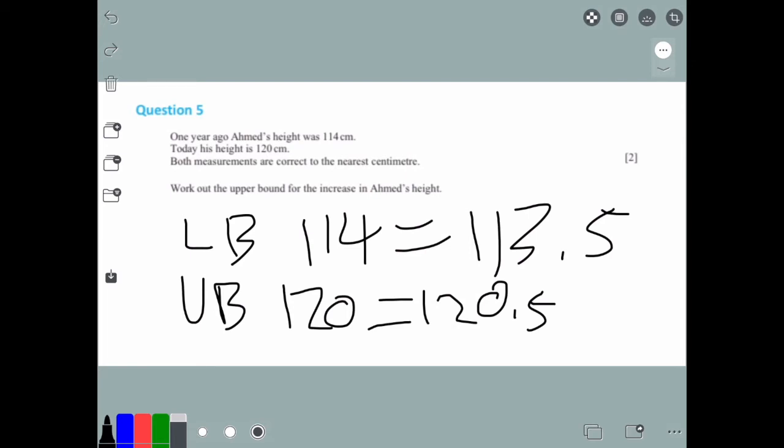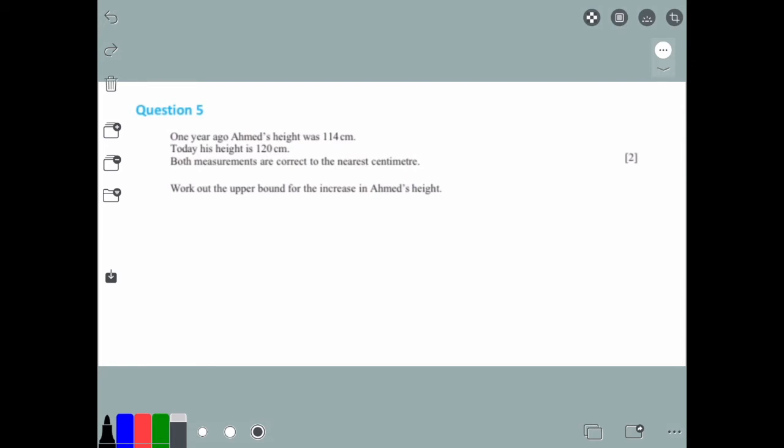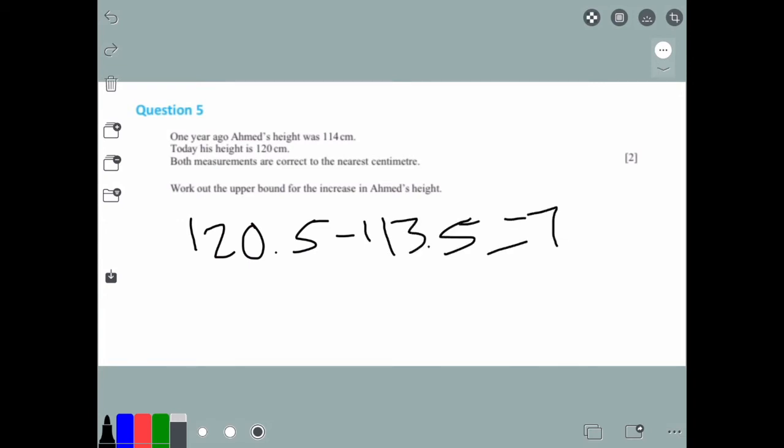To find the change in height, we'll take away 113.5 from 120.5, which is 7 centimeters. And this would be the maximum increase in the height, which is the upper bound for the increase in height.